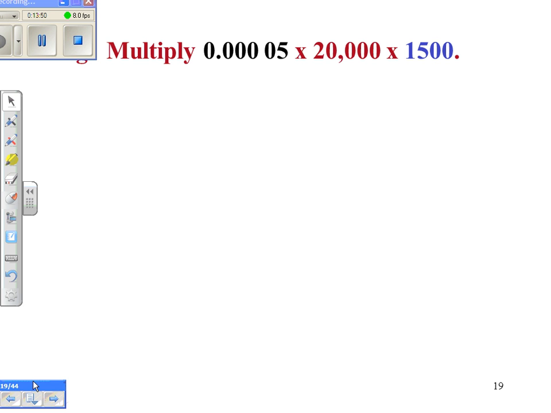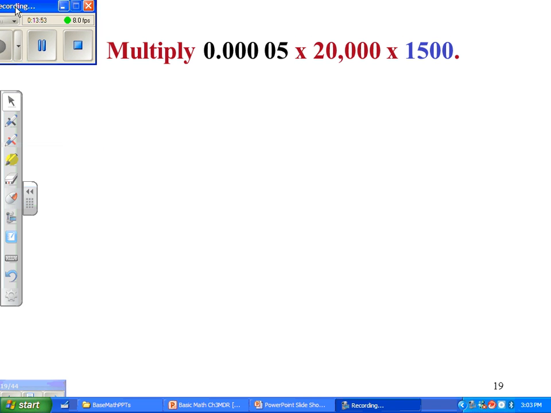Okay. I think this says example. Multiply 0.00005. We would call that 50 micro somethings times 20 times 20,000 times 1,500. Now I put them in different colors so that you realize that this is a certain kind of number. It's a small number. It's going to wind up being what? 50 millisomethings. 20 is going to be 20K, and 1,500 is going to be 1.5K, right? So now let's take that down and simplify it some more.